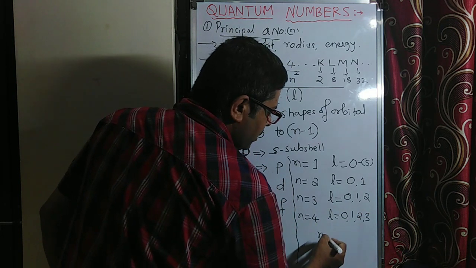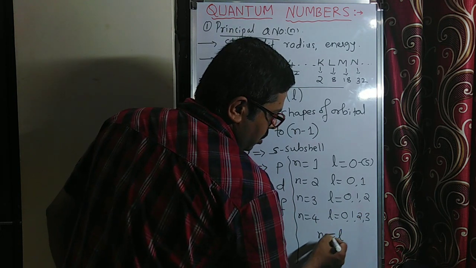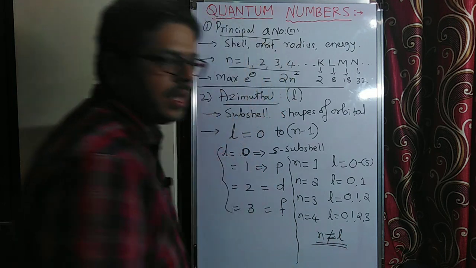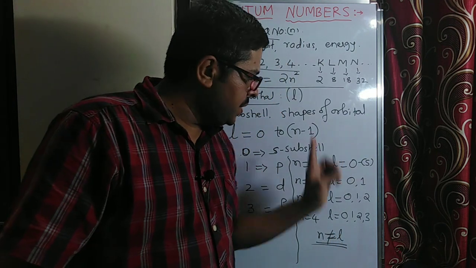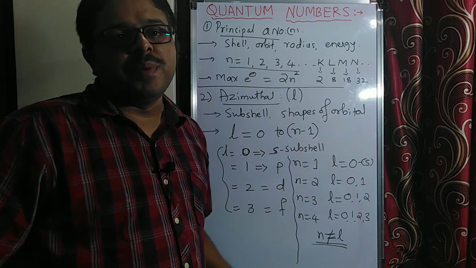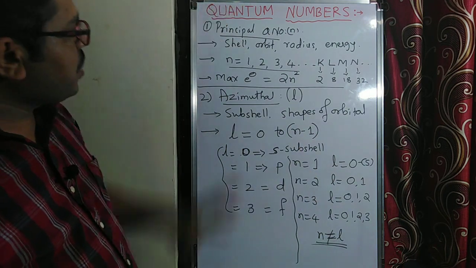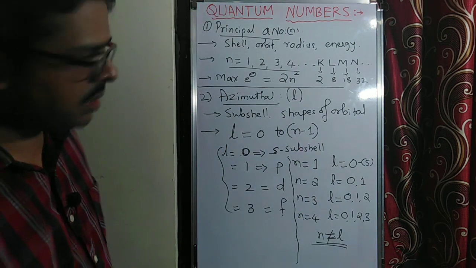One thing to remember, the n and l values can never be the same. Remember this particular point. This is about the principal quantum number and the azimuthal quantum number.